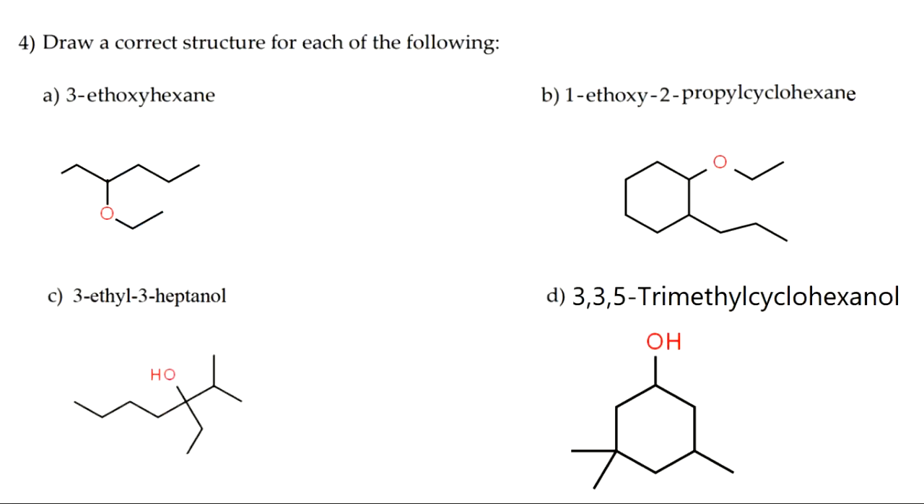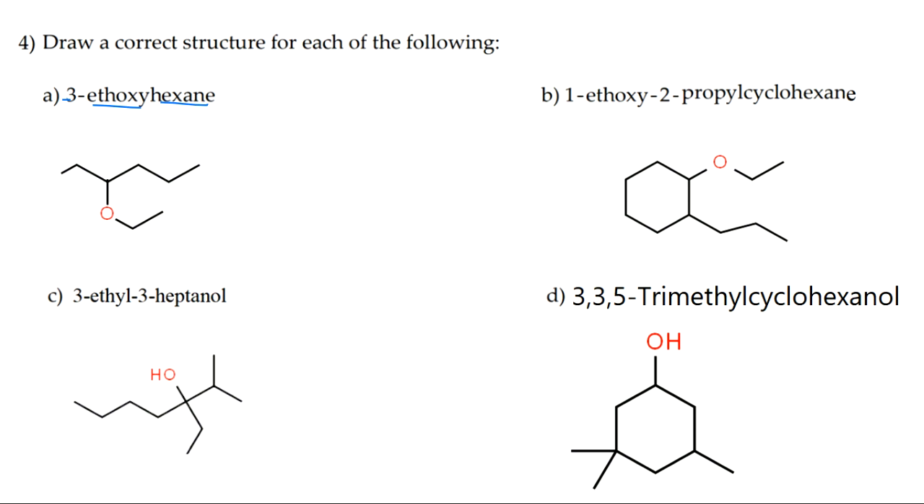Here, question 4, we have some compound names, and he's asking us to draw a correct structure for each of the following IUPAC names. Okay, let's start with A, 3-ethoxyhexane. You will see hexane, it means the longest carbon chain is 6 carbons. At position 3, we'll have a substituent. The substituent is ethoxy, it means O CH2 CH3.